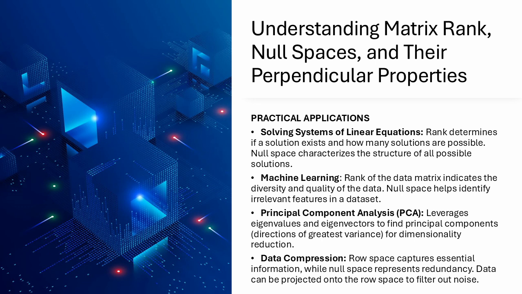Exactly. And this understanding becomes crucial in fields like machine learning. Let's say you're training a model to recognize patterns in data. The rank of the matrix representing your data can tell you whether you have enough diverse information to train the model effectively. So a higher rank means a richer data set capable of capturing more complexity and variation. In essence, yes. A higher rank indicates that your data spans a larger dimensional space, which is essential for building robust and accurate models. And what about the null space in machine learning? Does it play a role there as well?